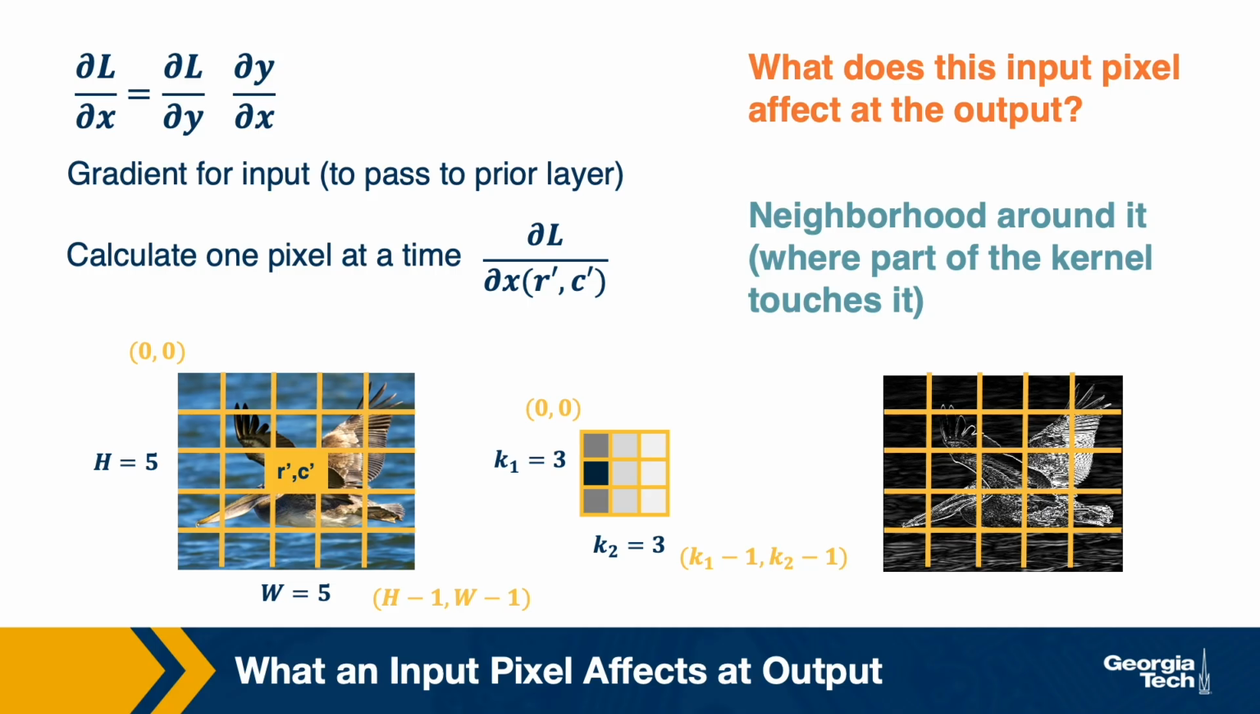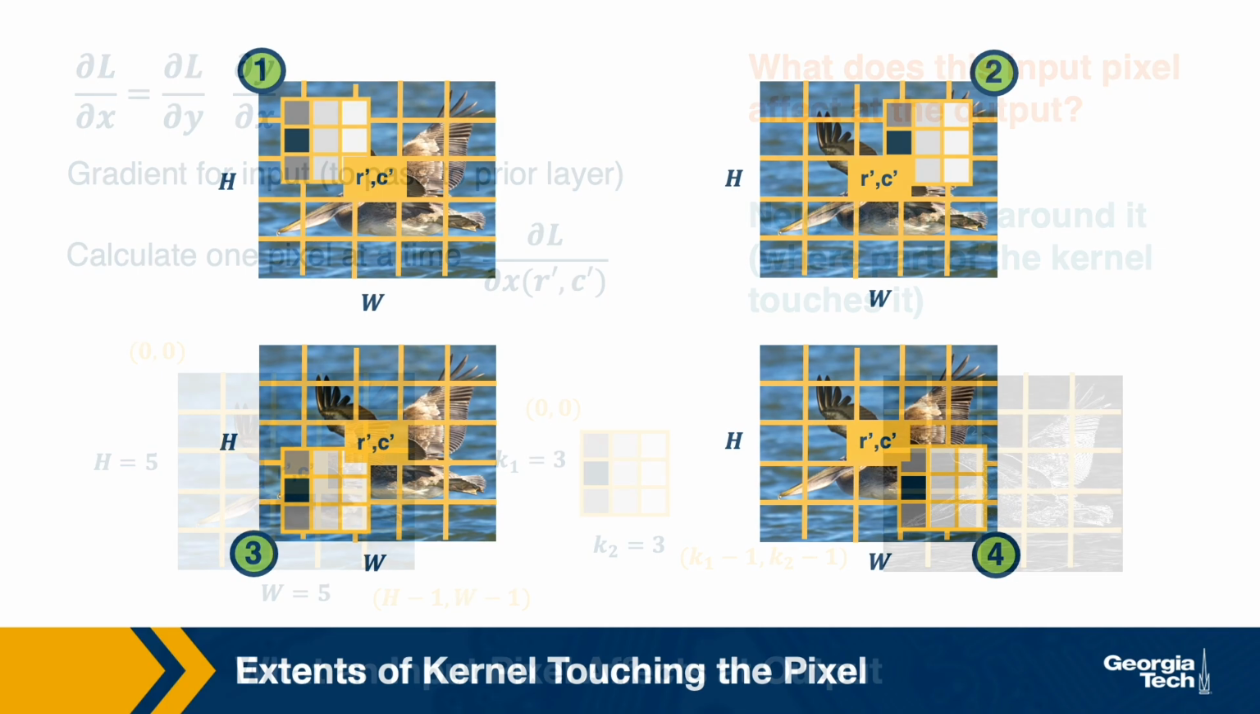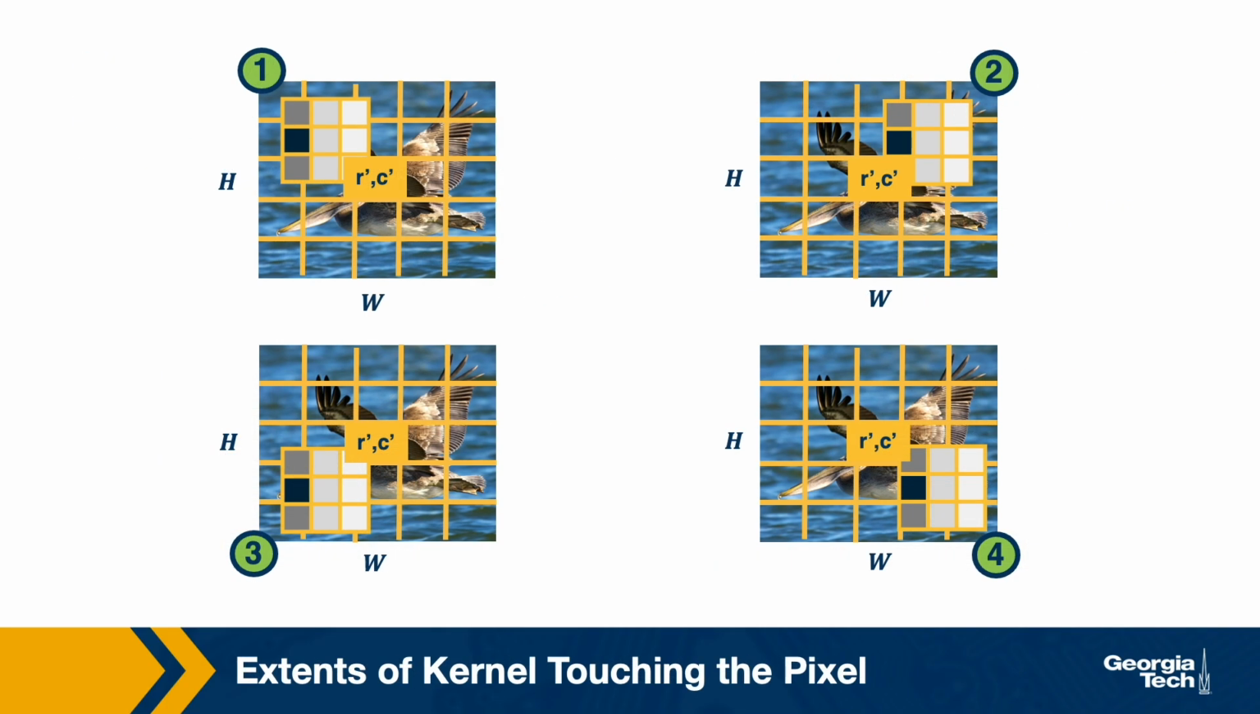And so I can try to reason about what the neighborhood is that is affected at the output. This is because I need to chain rule it with the partial derivative of the loss with respect to that particular output pixel. And so I can try thinking about all the different positions that this pixel affects at the output. And so if you think about it, you can try to visualize all the places where the kernel can be that touches this pixel. So this shows the four extremes of that. On the upper left, that is position 1.